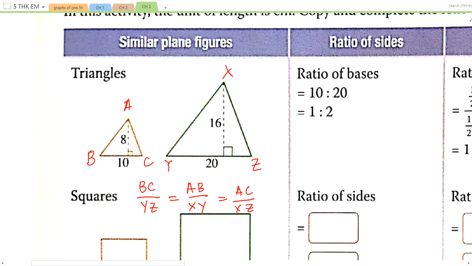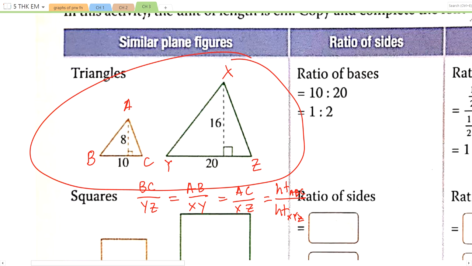Yes, we can. Do you know that this is also the same as the height of the smaller triangle ABC divided by the height of the bigger triangle XYZ? Now you know. The ratio of height is going to be the same also. We can draw triangles to convince ourselves.